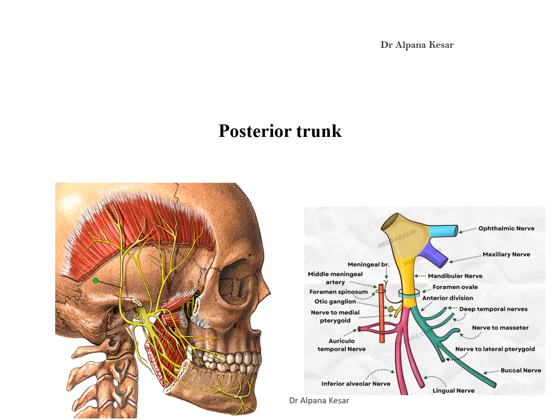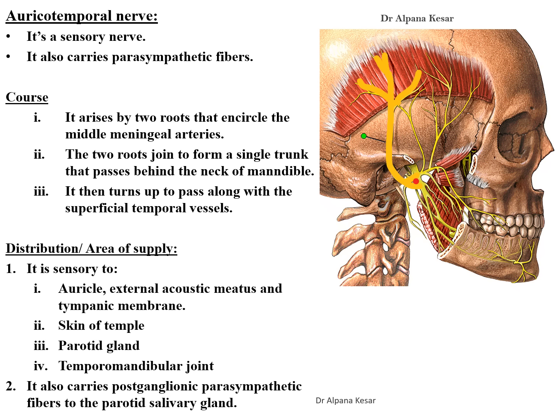Posterior trunk of mandibular nerve has three branches: auriculotemporal, lingual, and inferior alveolar. Each of these branches will be discussed further under the subheads course and distribution. Auriculotemporal nerve is a sensory nerve. It also carries parasympathetic fibers.